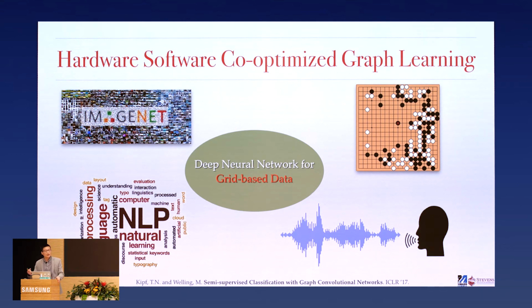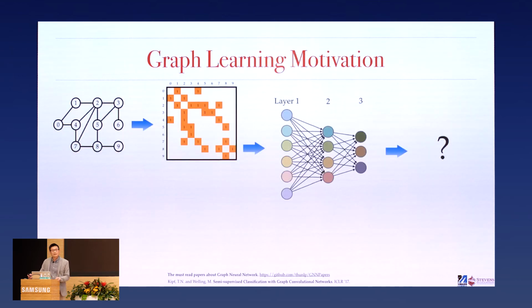Well, you may think, okay, why don't we just use deep neural networks, like LSTM or convolutional neural network or GAN or something like that. Well, we see that it's working pretty well for those grid data or non-connected data, such as ImageNet, or reinforcement learning for chess or Chinese Go, and then NLP or speech recognition. But we see that if you apply this on graphs, it will not work.